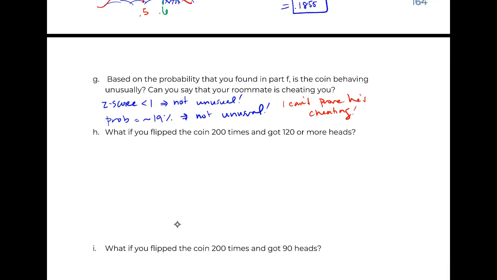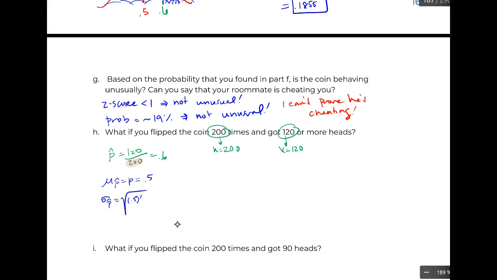So what if I was really, really crazy and I went and flipped the coin 200 times? I hold a grudge, so that might be something I would do. And I got 120 or more heads. So my p hat here is still 60%. But we have a much larger sample size, which means our sampling distribution is going to be a lot more narrow. Our mean of p hat is still 0.5, sorry, we're still going to use the real p from our hypotheses.